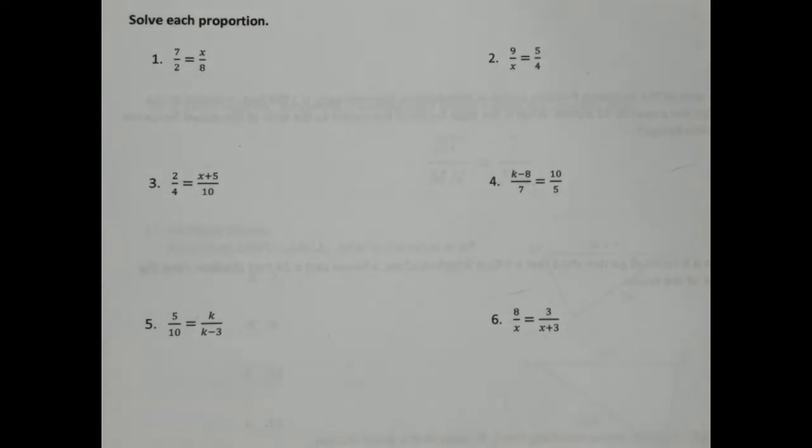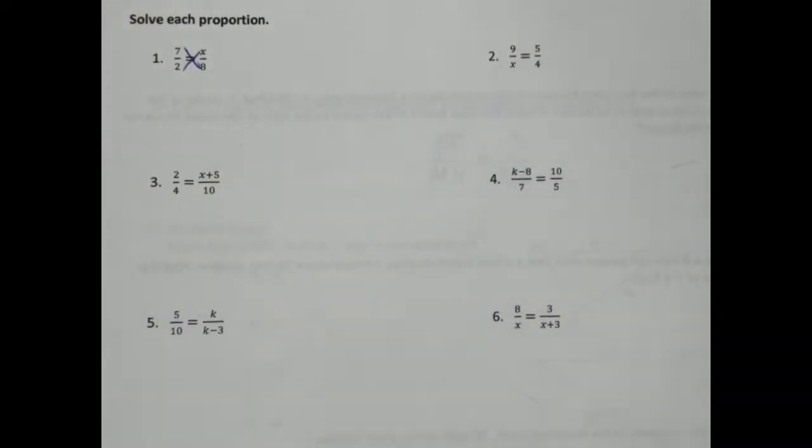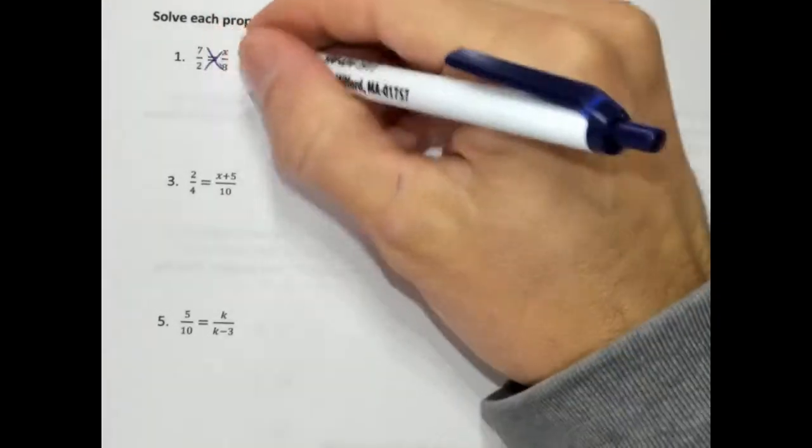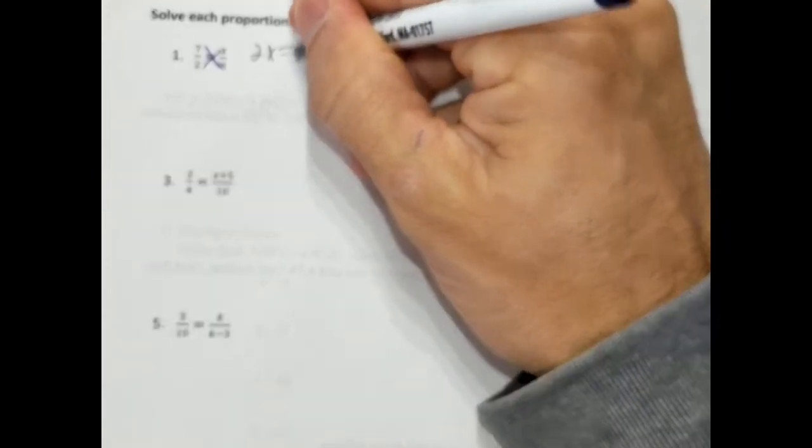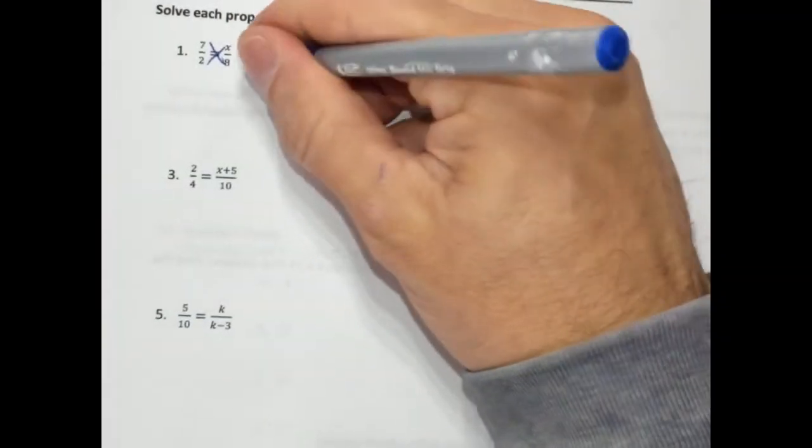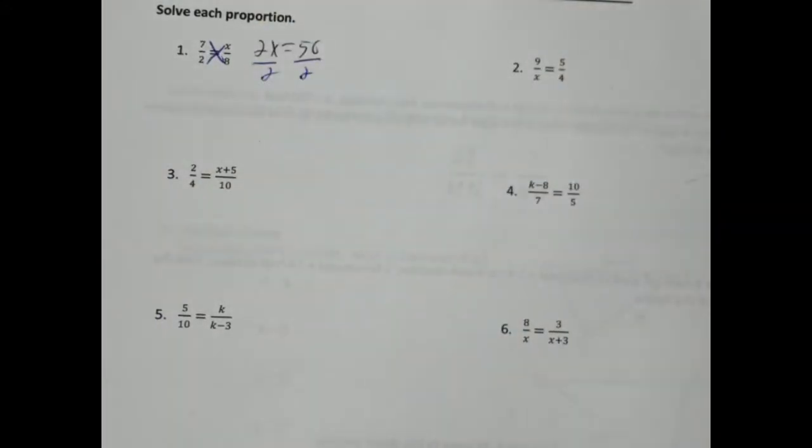So the first part of this review is all about the proportions. So we're going to cross multiply and solve here. So 7 times 8 is 56, 2 times x is 2x. So 2x equals 56. We're then going to divide by our coefficient, which is 2. And half of 56 is 28.